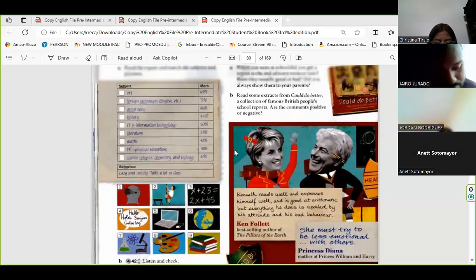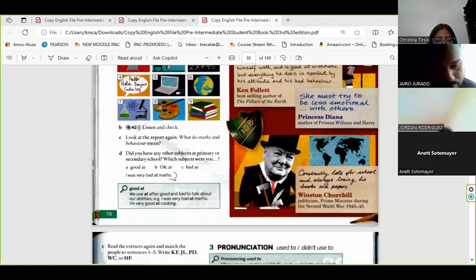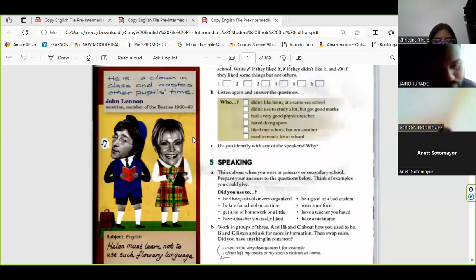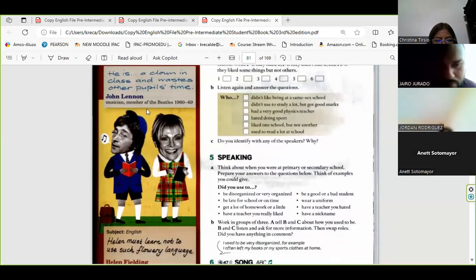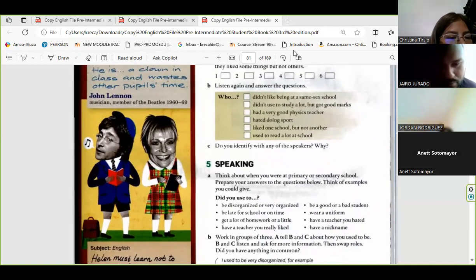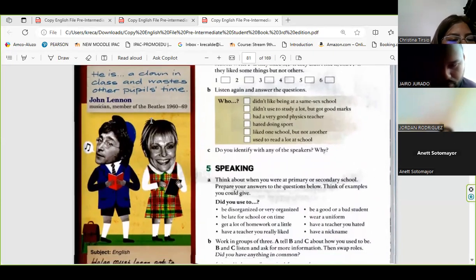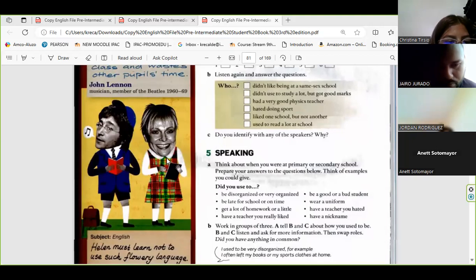Okay, here's the book. So we read about Ken Follett, Princess Diana, Winston Churchill. Now, it's missing these 2: John Lennon and Helen Fielding. Could you please read, Christina, about John Lennon? He is a clown in class and wastes other pupils' time. John Lennon, musician, member of the Beatles, 1960 to 69. Very good, musician.